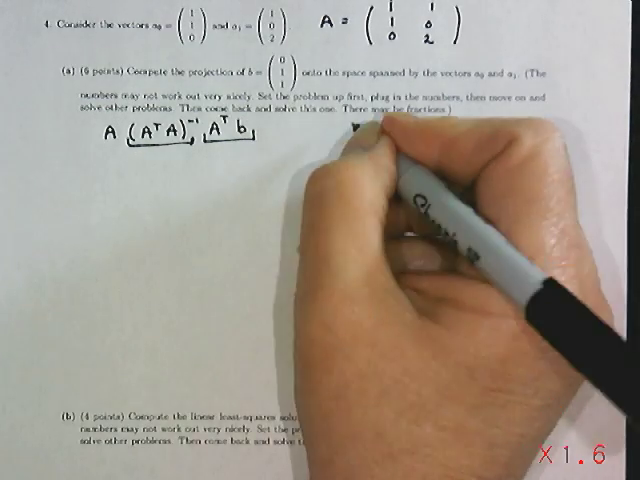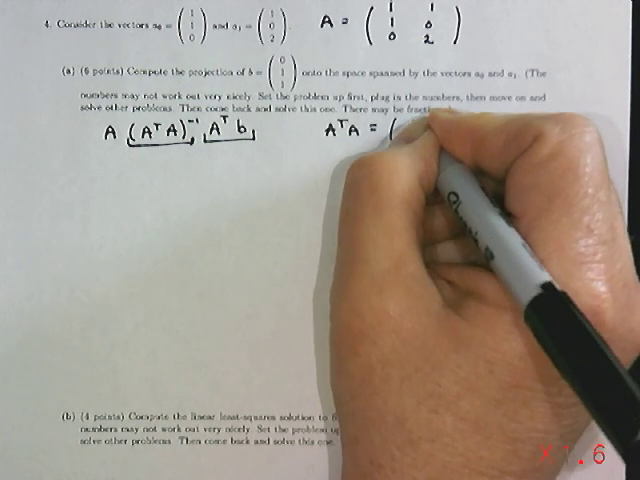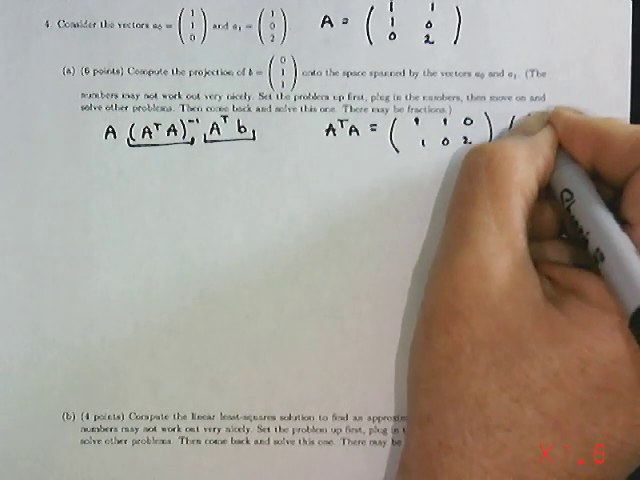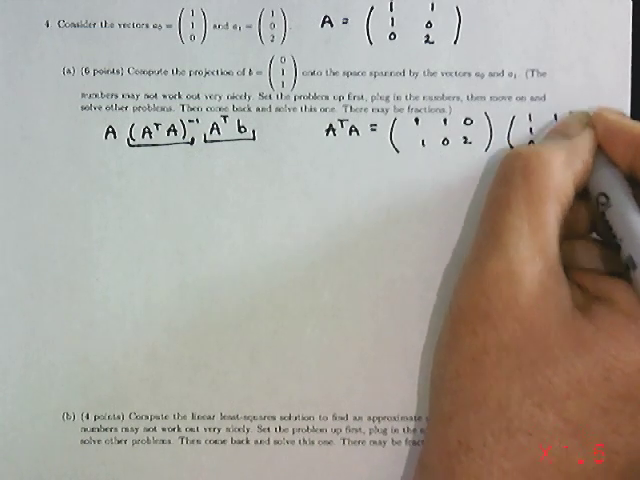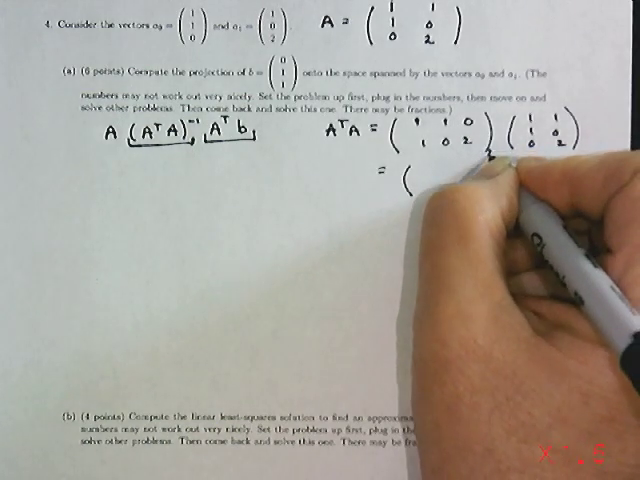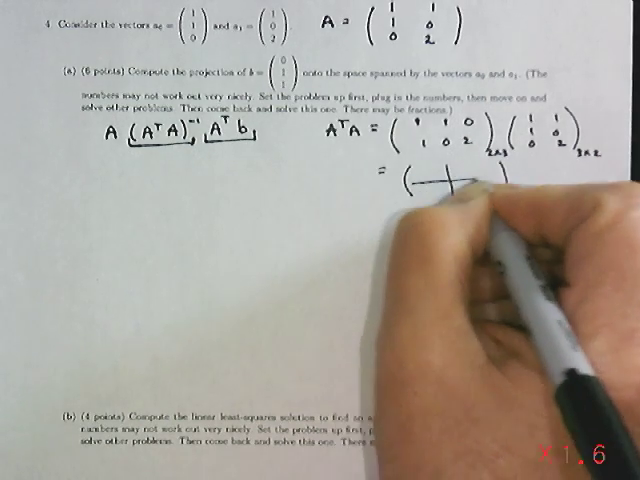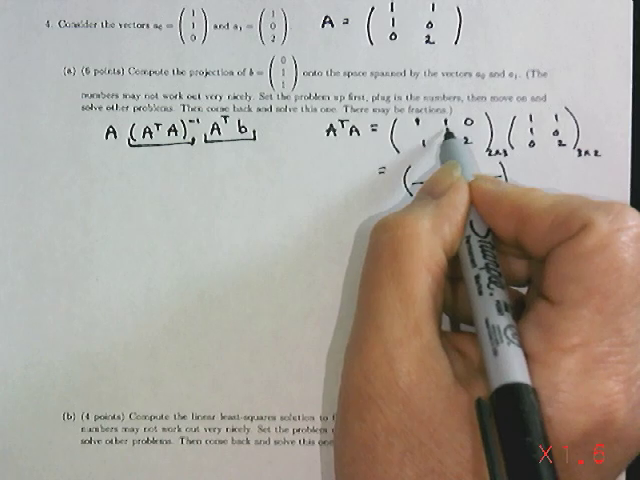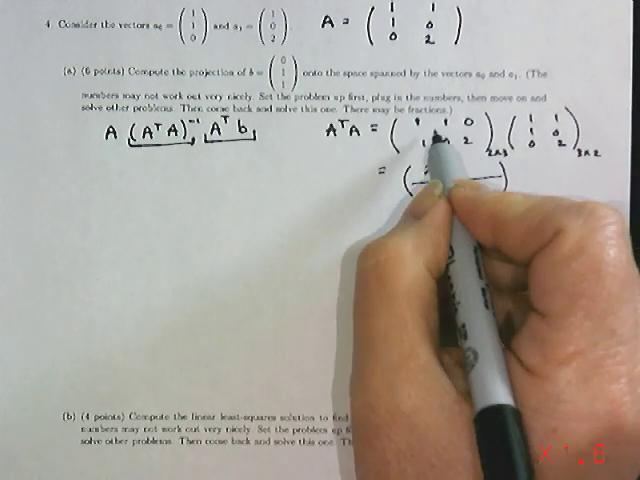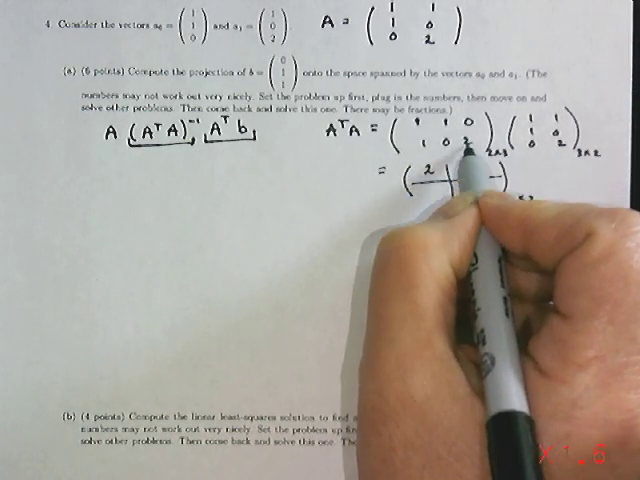That's my strategy. So first, A transpose A is the matrix product of 1, 1, 0, 1, 0, 2 with 1, 1, 0, 1, 0, 2 as columns. And the product will be, it's a 2 by 3 times a 3 by 2. It will be a 2 by 2 with entries 1 squared plus 1 squared plus 0 squared is the first entry. And then the entry here is going to be the first row times the second column, which turns out to be 1 times 1 plus 1 times 0 plus 0 times 2, or 1.